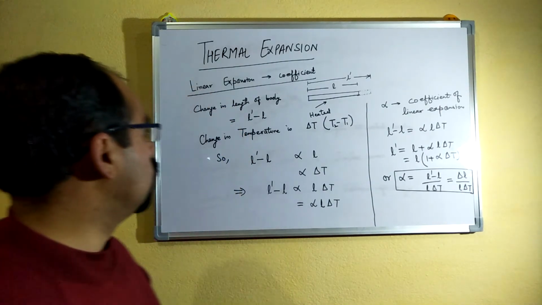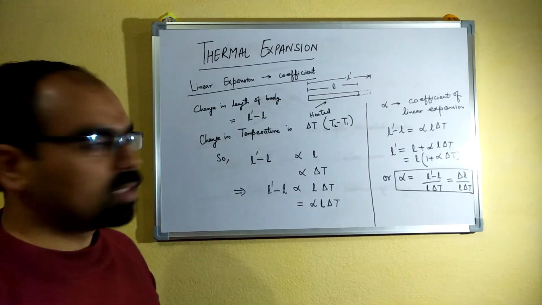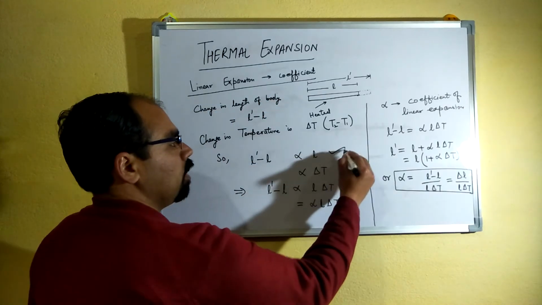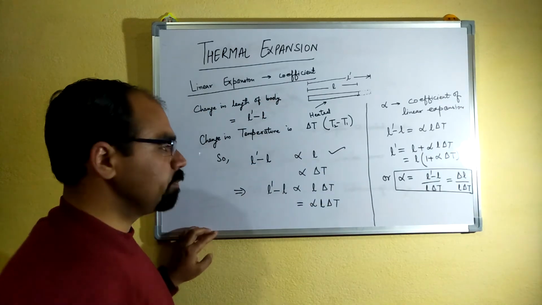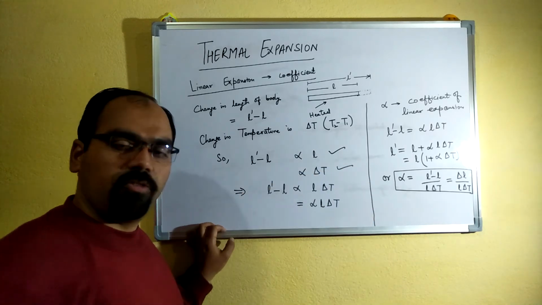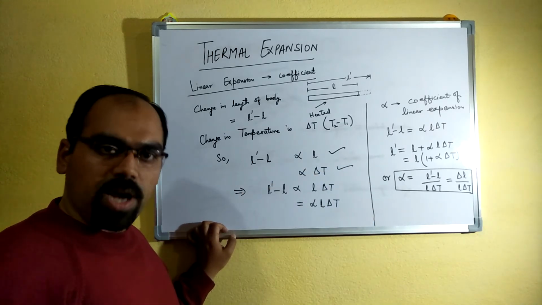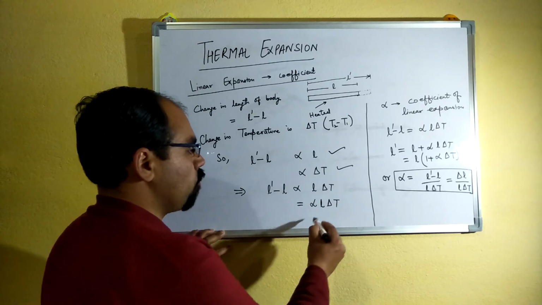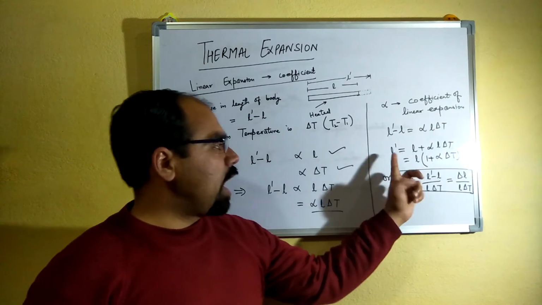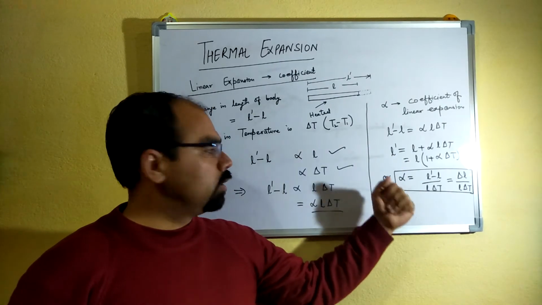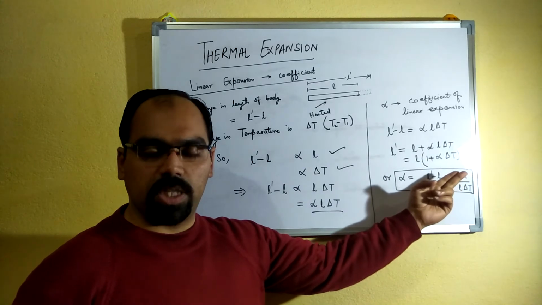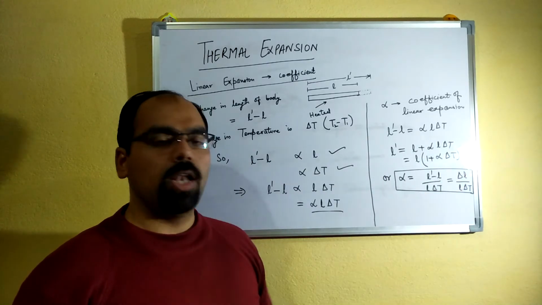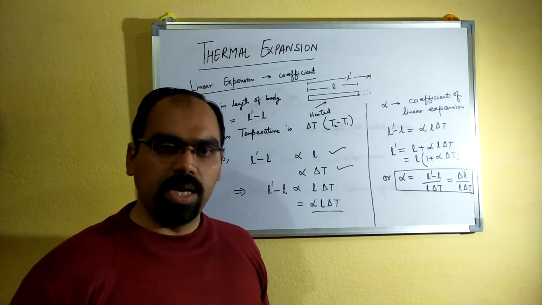Now we can go through this again. The change in length is directly proportional to the original length of the body. It is also dependent on the difference of the temperature which is provided to the body. So from here we got the value of L dash, the increased length after the expansion, and the value of the coefficient of linear expansion.